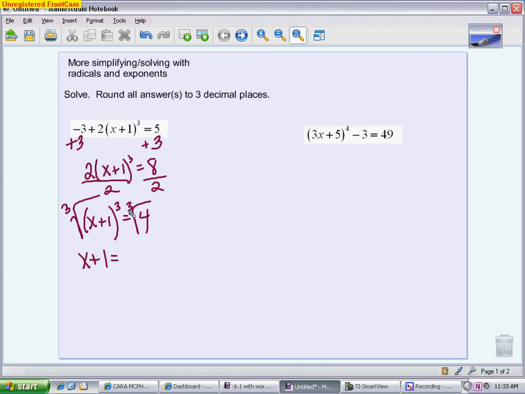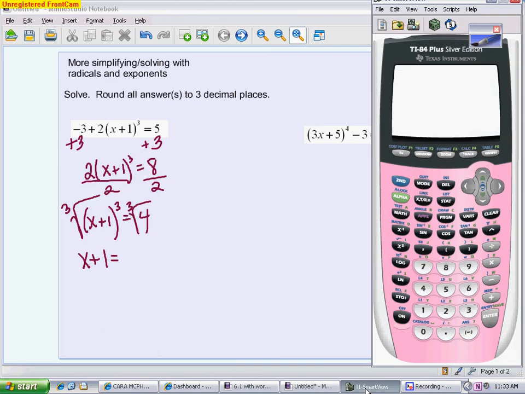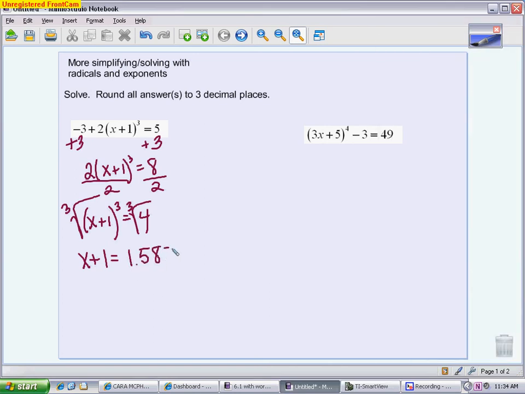So here's where I'll need a calculator. Cube root, couple ways to do it. You could go to your math menu and type in the number 4 and do the cube root of 4 that way. The other option is we talked about how the cube root is the same as the 1/3 power, so you could also do 4 to the 1/3 power. Does not matter to me which way you do it. Either way, you'll get the same answer, 1.587. And then my last step is to subtract 1 from both sides, so x is approximately 0.587.